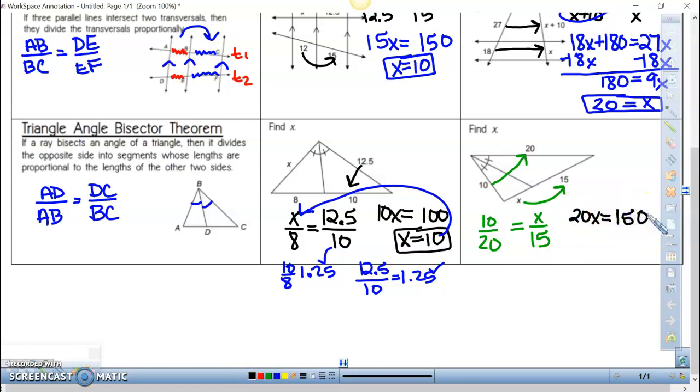So that is 20x. So basically, it's 10 and 20 is half. So if we're doing 150 divided by 20, all right, we should get 7.5 because yes, 7.5 is half of 15.